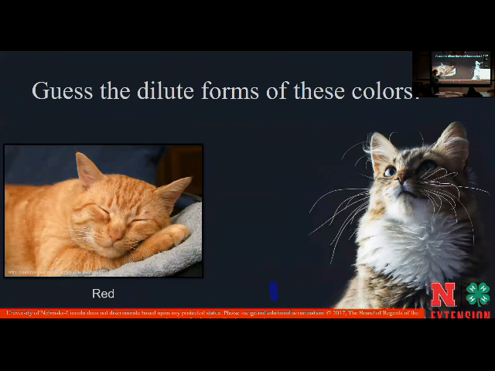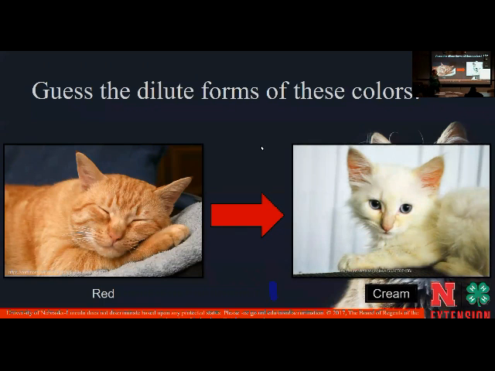And then for red, this is what my cat looks like. He's probably asleep like this right now. So for red, do you know what the dilute color, or the lighter version of red, is called? Orange. We call orange cats red. Lighter red. Pink. Yep, somebody got it right over there. Cream. Cream, right? This lighter orangish white color. Cream is what we would call the dilute form of our red.